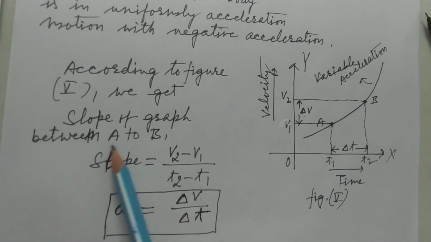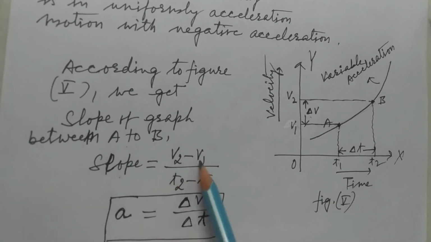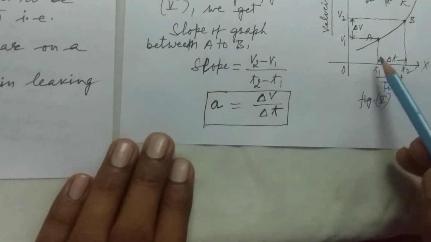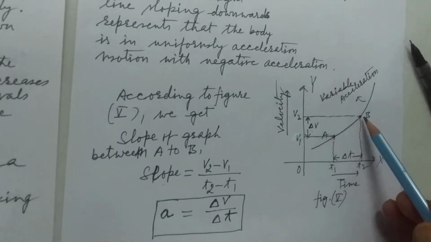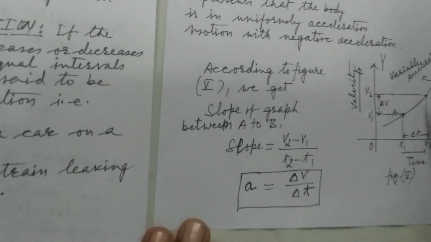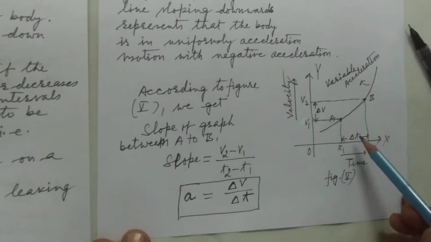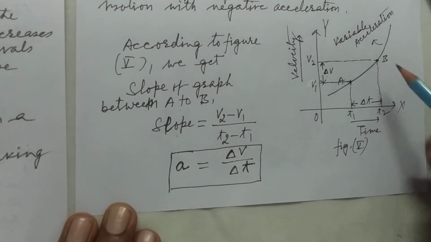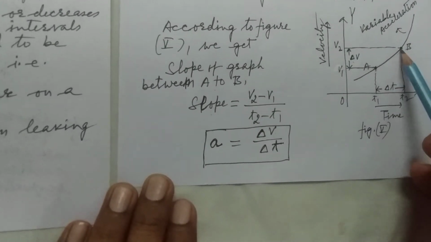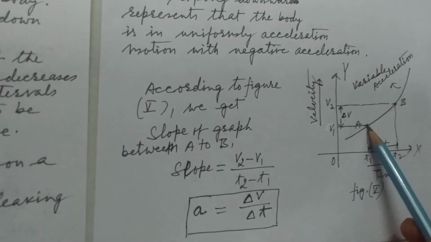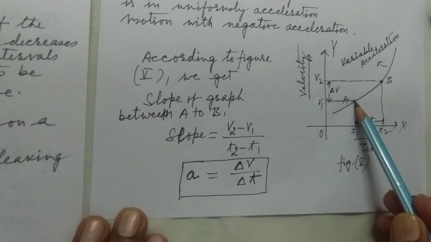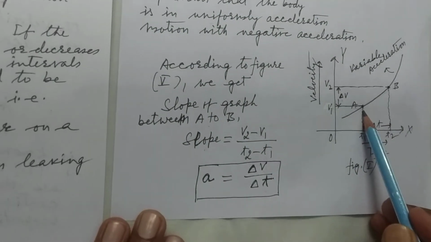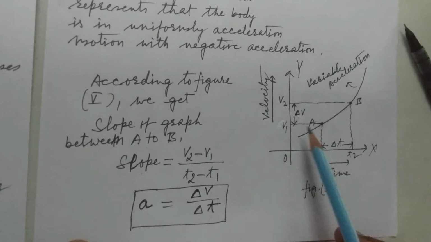So the slope of the graph between A and B is equal to V2 minus V1 upon T2 minus T1. So a equals delta V upon delta T. So we have to take any two points on the graph. By that we can find out the variable acceleration, the particular acceleration. We can find out the acceleration from the graph. So for two particular moments of the graph, we have to take the points, and then we can find out the slope of the graph with the help of this variable acceleration graph. It is the velocity time graph.